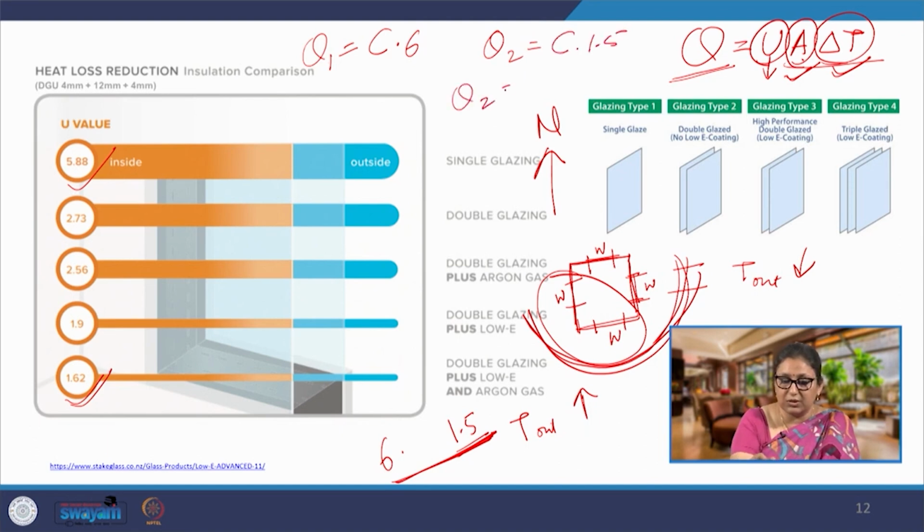So, Q2 is equal to Q1 by 4, 1/4 of the original value. Now, this is the heat exchange. What happens to this heat? We have to extract this heat using, say, an HVAC system.